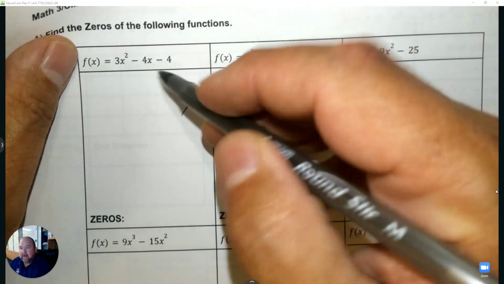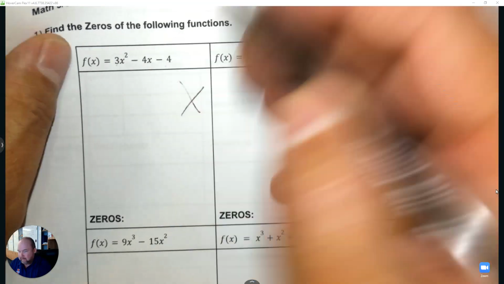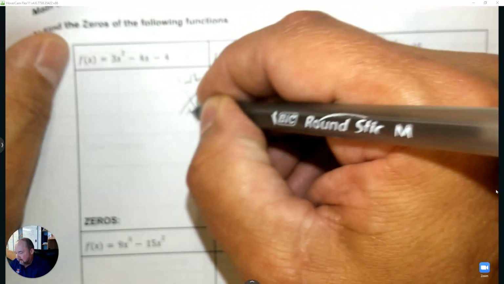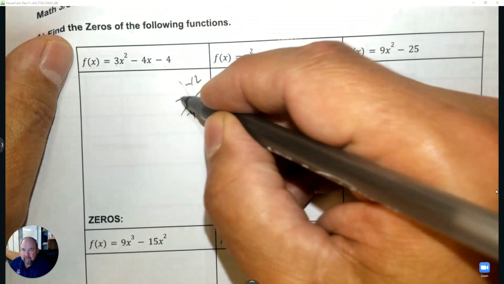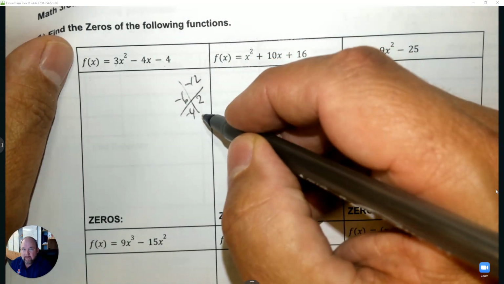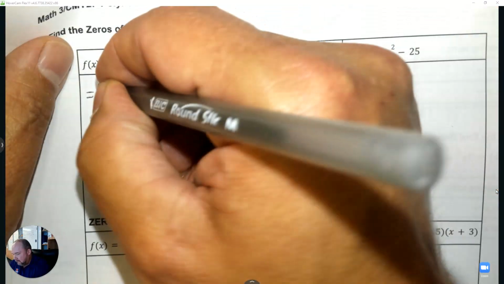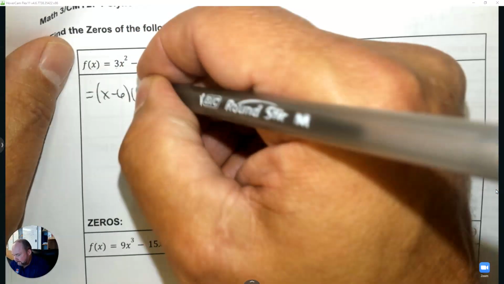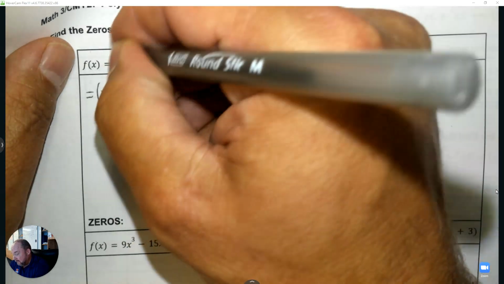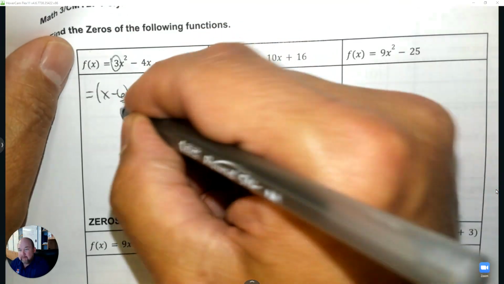So if I'm going to factor, I got to take the first number times the last number. That's negative 12, negative 4. Two numbers that match here. So it's negative 6 times 2, and then I'm going to write down x minus 6 and x plus 2. Then I'm going to divide by that first number.